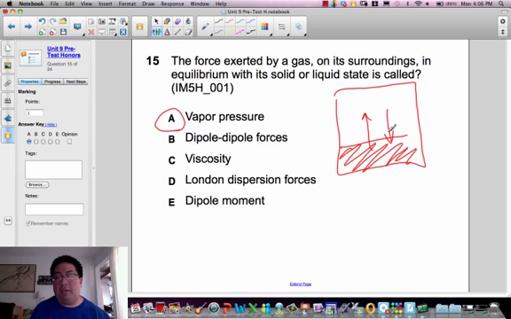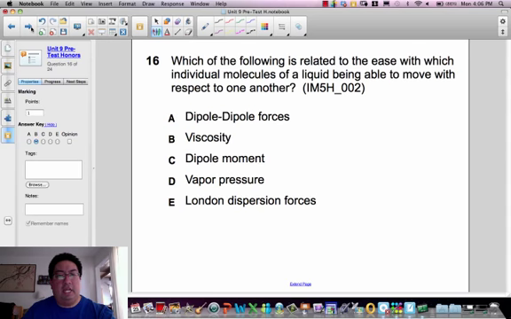And so when you get an equilibrium between the gas phase and the liquid, and this is also true if we had a solid and gas equilibrium, this is called the vapor pressure. You can imagine the intermolecular forces will have an effect on what the value of the vapor pressure is. And we'll get to that a little bit later if we have time, or if some of the questions come up like that. 16, which of the following is related to the ease at which individual molecules of a liquid are able to move with respect to one another?